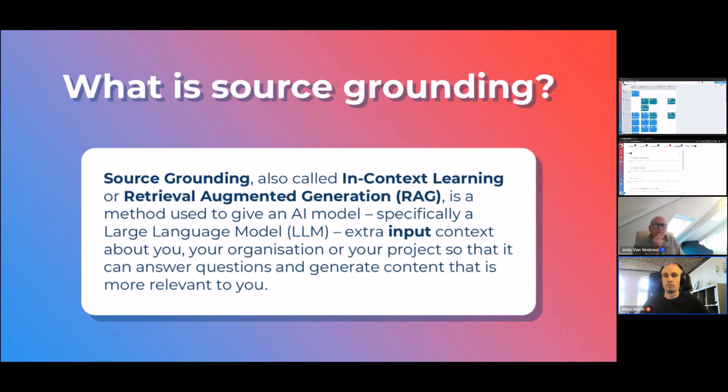It's a method of giving an AI model some extra context, some extra information about you or your organization or the project you're working on, so that it can answer questions or generate content that is more relevant to you and to your organization.